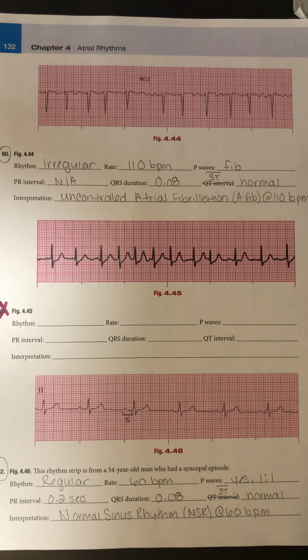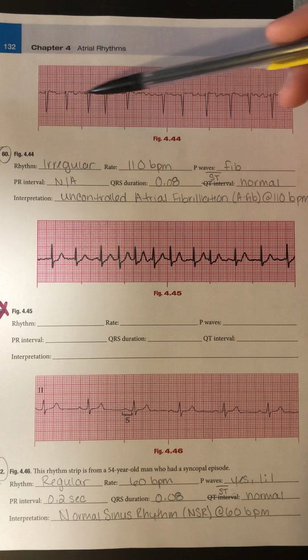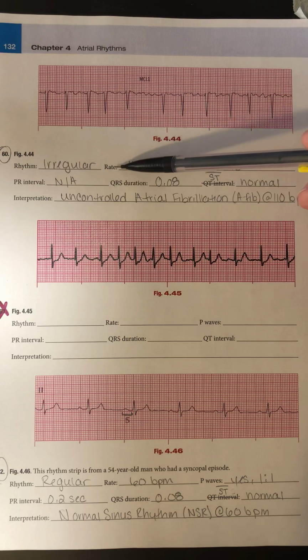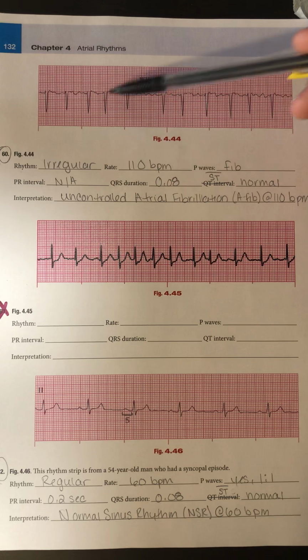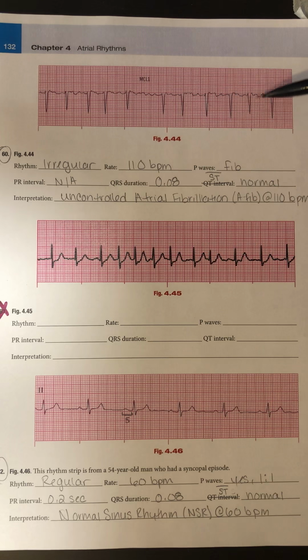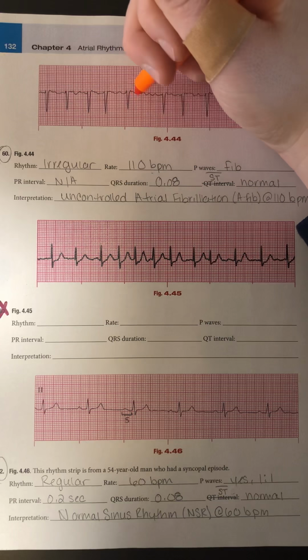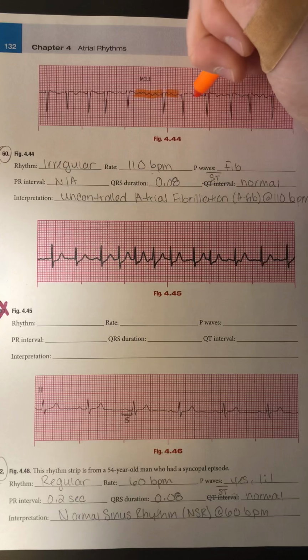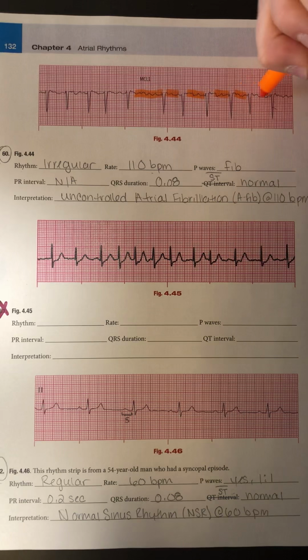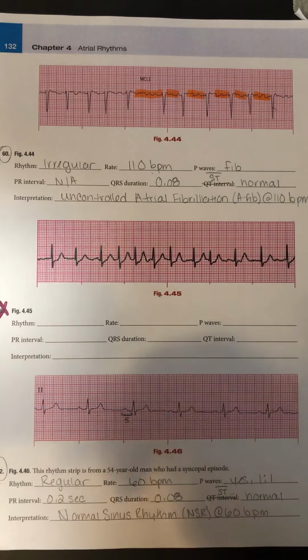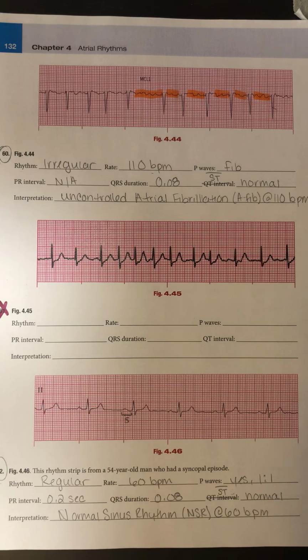All right, looking at number 60, or figure 4.44. Regular or irregular? My rate is irregular. My rate, 1, 2, 3, 4, 5, 6, 7, 8, 9, 10, 11 times 10 gives me that 110 beats per minute. And I don't have any defined P waves here, so lots of squiggly fib waves. A little more coarse than some of our other examples.